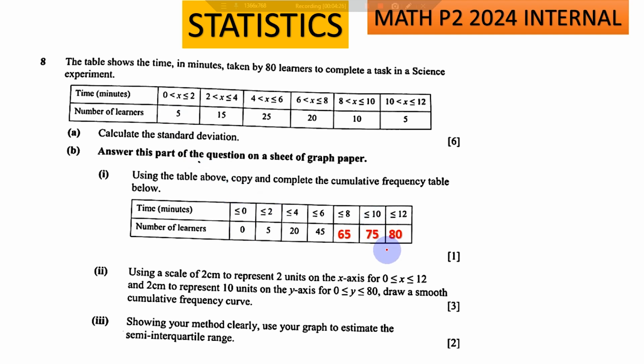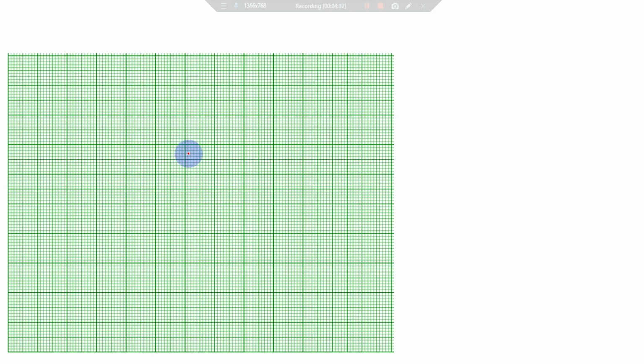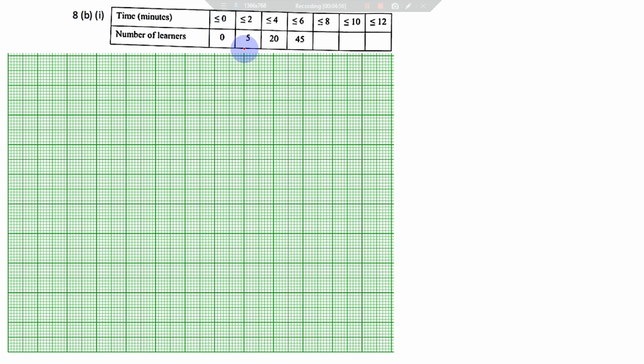Okay, so what we're going to do now is to redraw this table on the graph paper. Okay, please don't forget to redraw this on the graph paper. Very important. So let me bring out my graph paper here. So you are just going to be redrawing your table on the top right hand corner. You redraw your table. Okay, so you indicate the question number, like in this case it was question 8B Roman numeral 1. You redraw that table on the graph paper. Okay, and put those answers you got after completing, because this is carrying 1 mark.